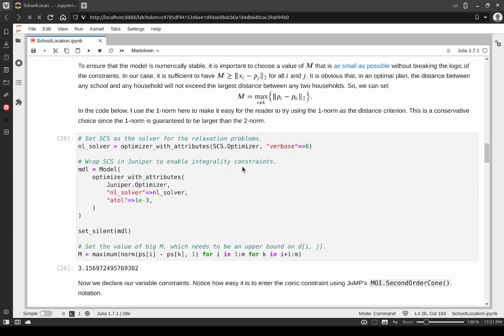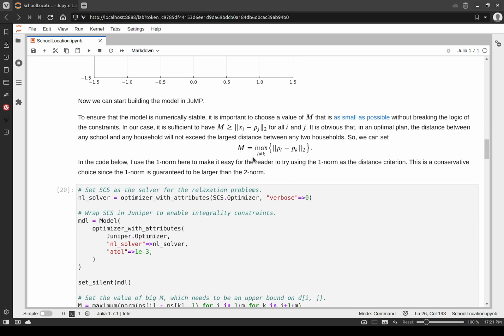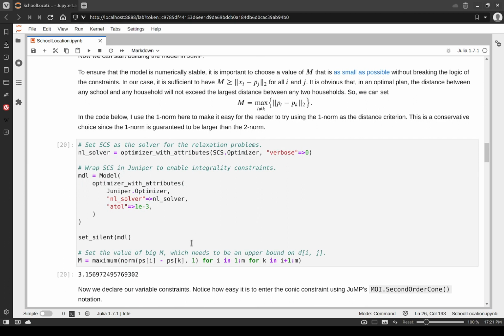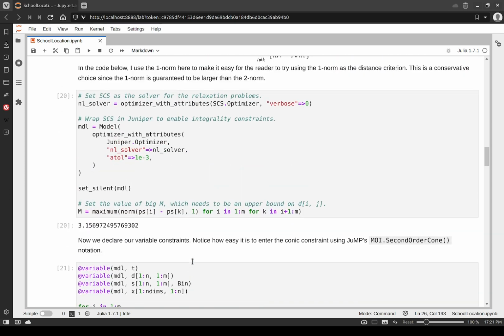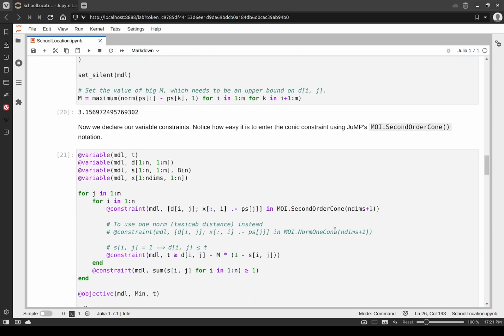So that's exactly the value that I chose. I said let's set M to be the largest possible distance between any two families in the input data. It's important that we're using the input data here because we don't know x_i, right? We haven't solved the model. Down here, instead of using the 2 norm, I actually put in the 1 norm. The reason for this is that it's a mathematical fact that the 1 norm will be larger than the 2 norm. Setting it this way is a conservative choice, but it also will let you use some of the commented out code to try using 1 norm distance instead of 2 norm.